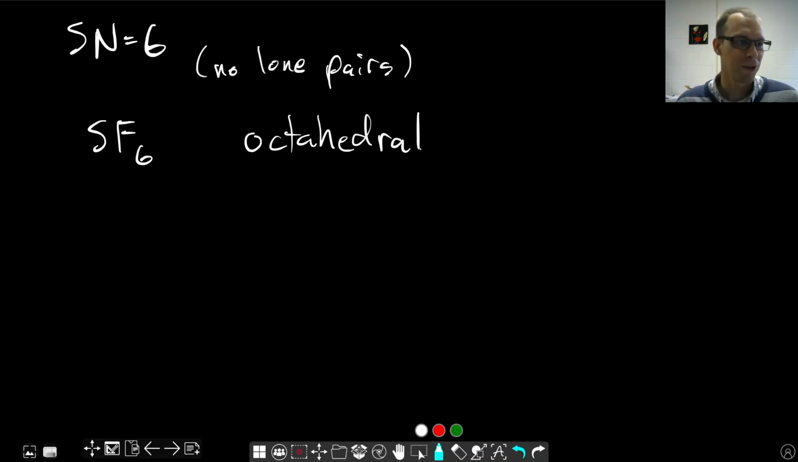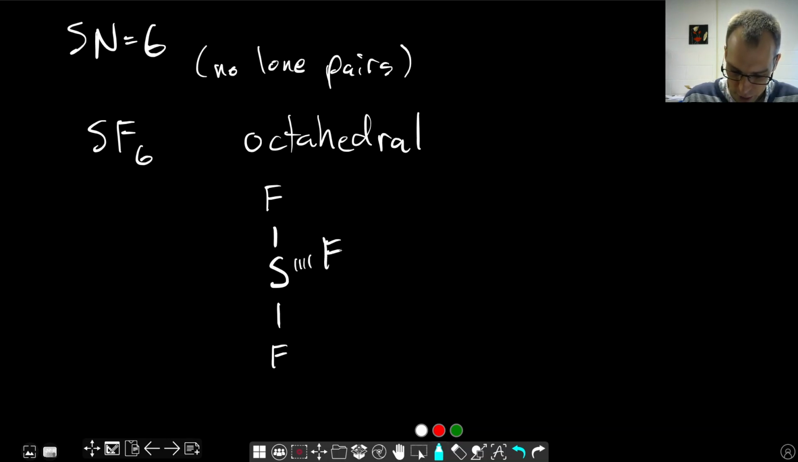If you're not familiar with what an octahedron looks like, I'll show you. It's very similar to the trigonal bipyramidal structure we were just looking at, except now everything is at the same angles. So there's no axial and equatorial anymore. It's all symmetric. We're going to have our sulfur right in the middle, one fluorine pointed up, one fluorine pointed down, and then we form a square in the middle with the other fluorines. So 2 of them pointed back, 2 of them pointed forward. And this is our octahedral geometry.